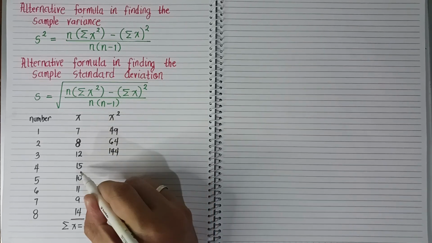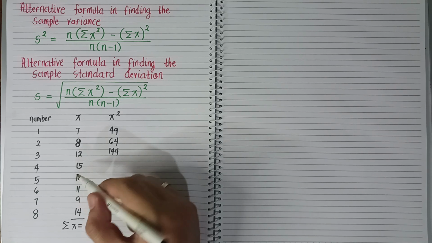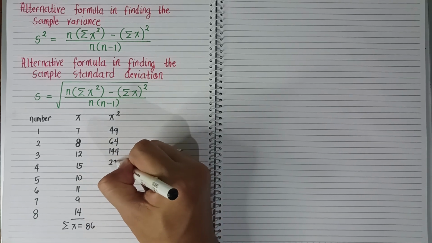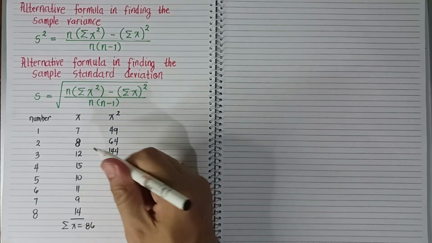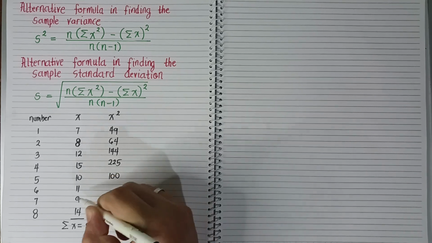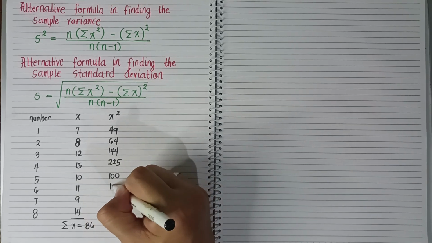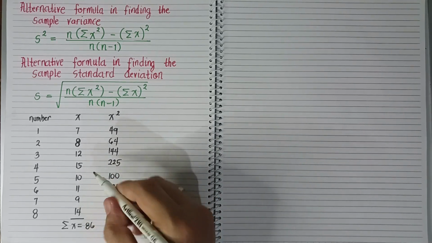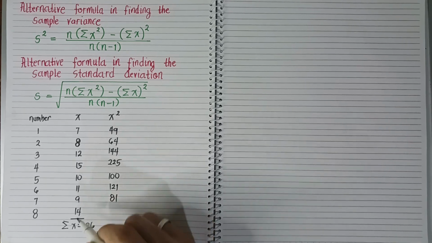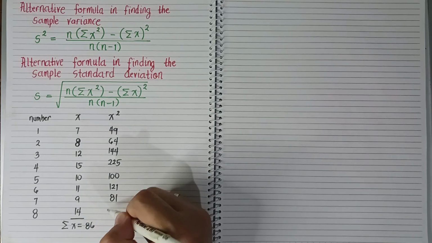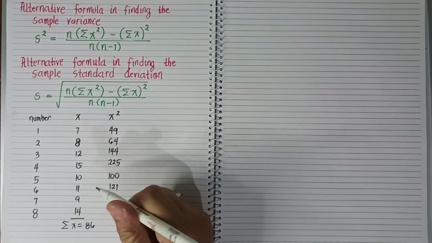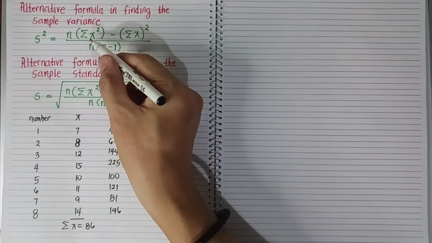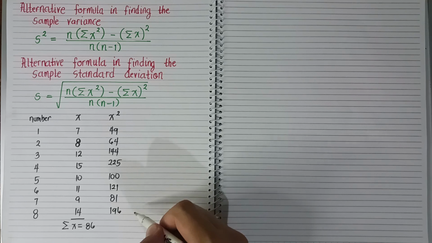144. 15 times 15, 225. And then 10 times 10 is 100. 11 times 11, 121. 9 times 9 is equal to 81. And then 14 times 14, 196. Right? So guys, dito, since we have summation, ibig sabihin, ipag-add natin to.